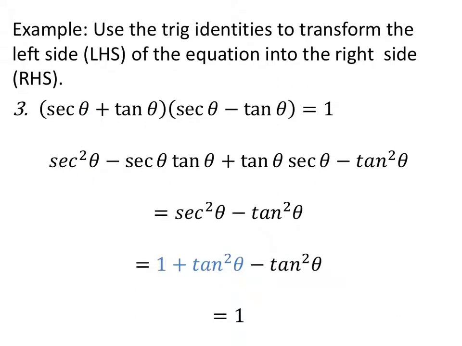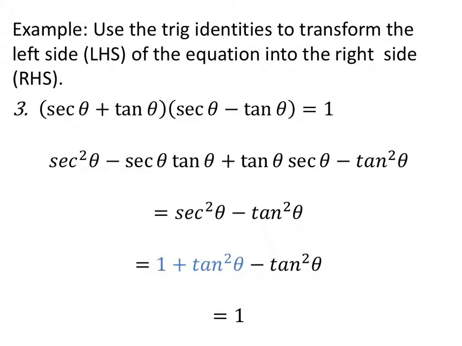If I have secant of theta plus tangent of theta times secant of theta minus tangent of theta, I want to show that that equals 1. So my left-hand side, I'm going to multiply that out. Using FOIL, right? Secant of theta times secant of theta is secant squared of theta. Secant of theta times minus tangent of theta is minus secant theta tangent theta. Here I'll have a tangent theta, secant theta, and finally a minus tangent squared theta. But look, tangent theta, secant theta, and a negative tangent theta, secant theta, it's multiplication, it's commutative, it's all good. So these two cancel out. I'm left with secant squared theta minus tangent squared theta.